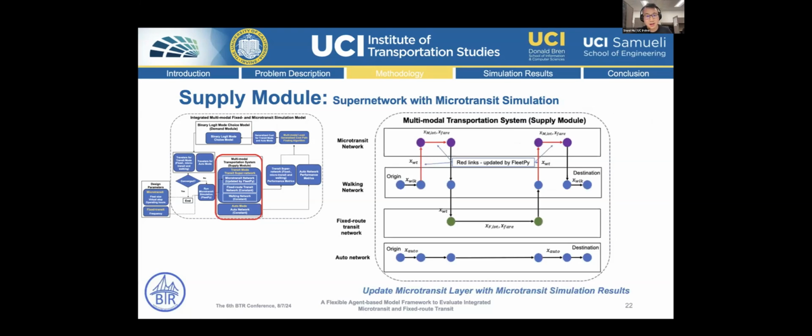So we also have a super network supply module. It's a super network with a microtransit simulation. This is the super network, it looks like this. And we use a microtransit simulation called FleetPy. It's open source, developed by colleagues from TU Munich. And in each iteration, we use the result from the FleetPy microtransit simulation to update the microtransit waiting time and the microtransit link travel time, so that at the end of the day, we want to reach a mode choice equilibrium.